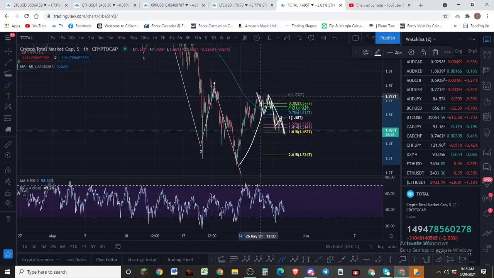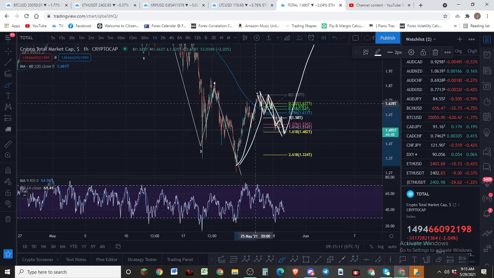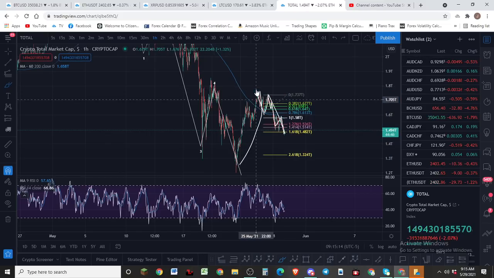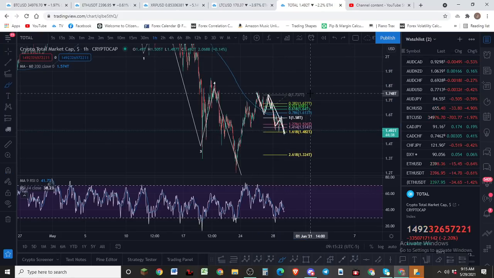If I only looked at Bitcoin and the total market cap, I would say that's 1, that's 2, and now we're going up. Let me see what the retrace fibs are.